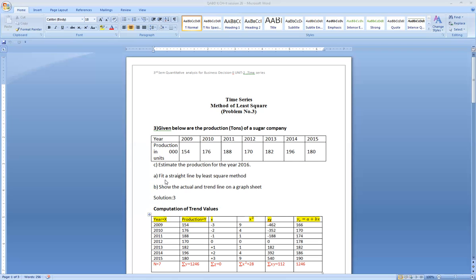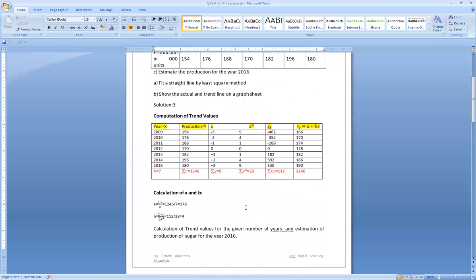And what are the questions that they have asked? Estimate the production for the year 2016. The second question: fit a straight line trend by the method of least squares. And the third question: show the actual and trend line on a graph. We know how to compute the trend values. The formula for the trend value is Yc equals a plus bx.